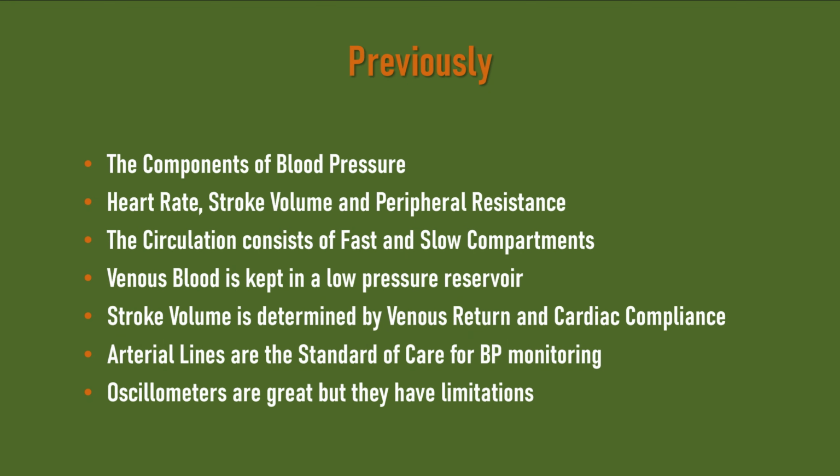In the previous tutorial, we discussed the components of blood pressure: heart rate, stroke volume, and peripheral resistance. I discussed the circulation that consists of fast and slow compartments, how venous blood is kept in a low pressure reservoir, that stroke volume is determined by venous return and cardiac compliance, and that arterial lines are the standard of care for blood pressure monitoring. Nevertheless, most of the time in our clinical practice we use oscillometers. They're great, but they have limitations, and they principally measure mean arterial pressure.